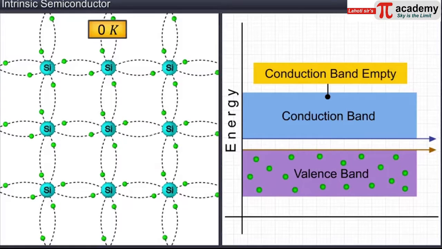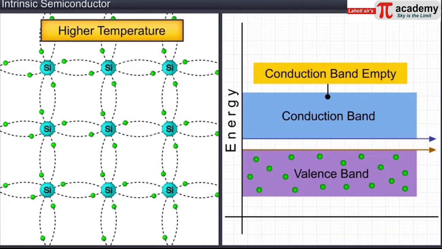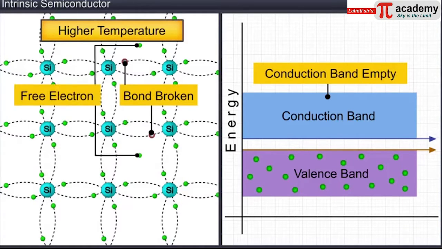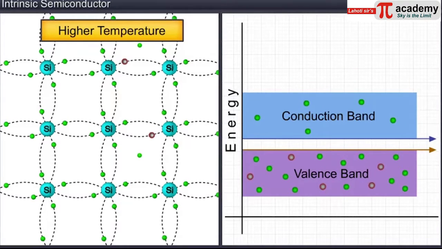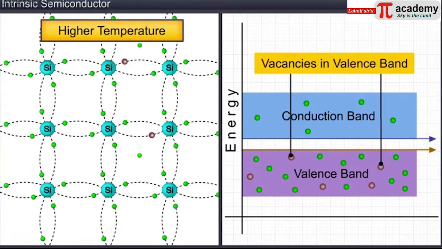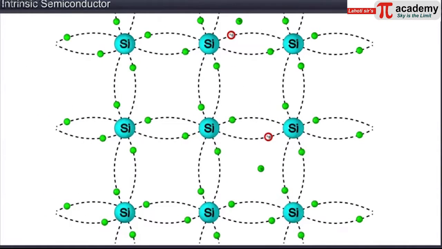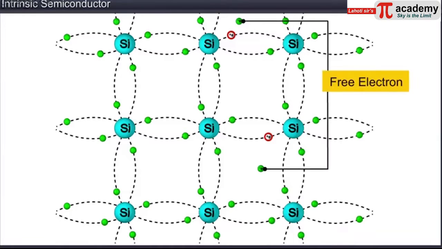However, at higher temperatures, some electrons gain enough thermal energy to break free of the covalent bonds in the crystal lattice. These free electrons move to the conduction band, and the material starts behaving like a semiconductor. Note that each electron that moves to the conduction band leaves behind a vacancy in the valence band. This can be visualized as breaking of a covalent bond, where an electron becomes free and leaves behind a vacancy in the covalent bond.